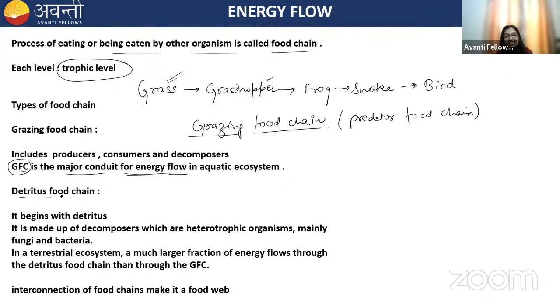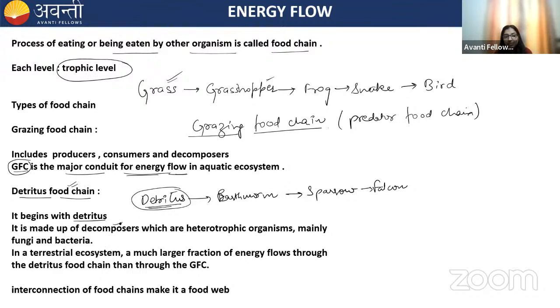The second type of food chain is the detritus food chain. The detritus food chain begins with the detritus. Here the decomposers will feed on the detritus. Let's say earthworm. Earthworm will be eaten by, let's say, sparrow. Sparrow is eaten by another bird, which is a falcon. Here, it is starting with the detritus. So the food chain which begins with the detritus is known as a detritus food chain.